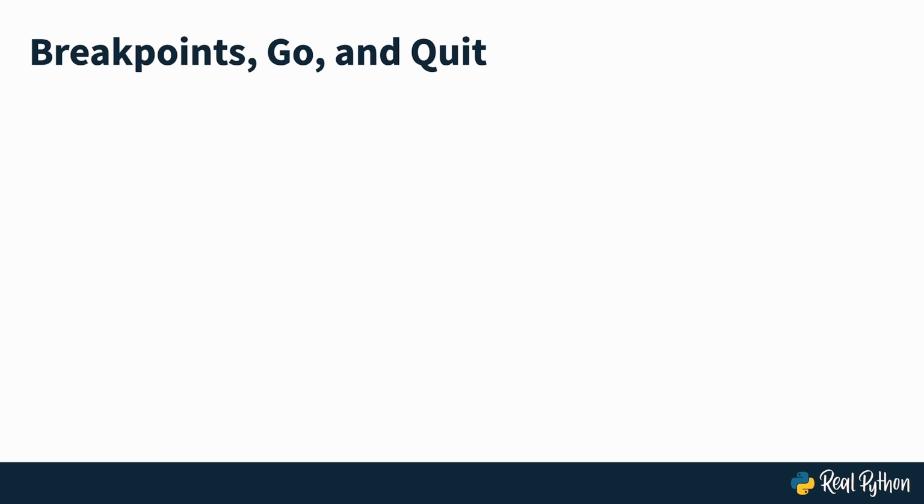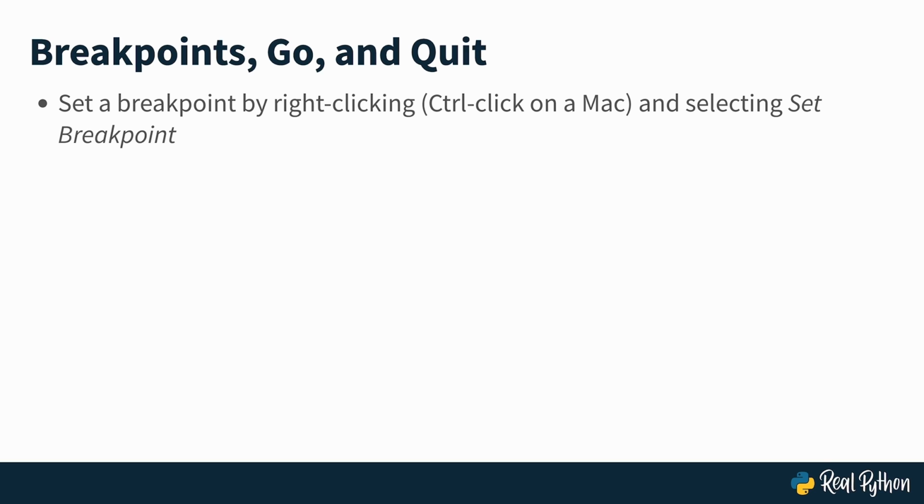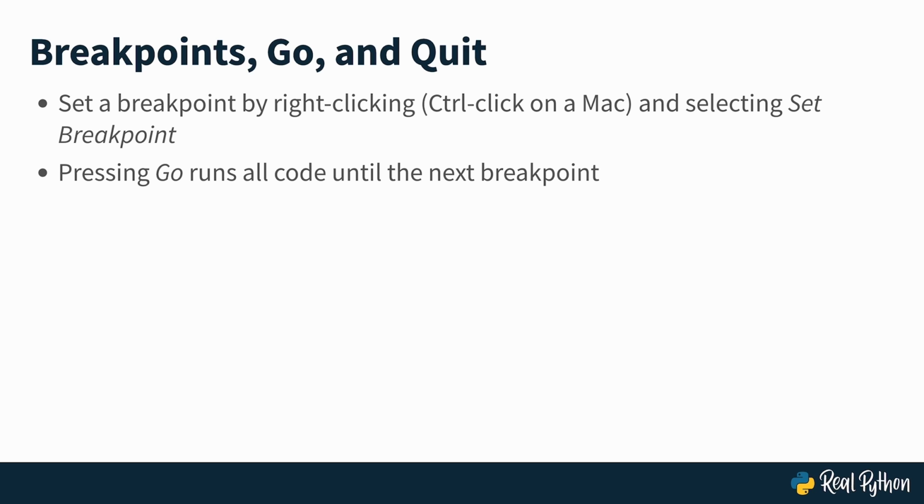In this lesson, you've learned about breakpoints, the go and the quit button. You can set breakpoints by right-clicking, or control-clicking on a Mac, and selecting Set Breakpoint. And then you can use the go button to run all the code until the next breakpoint. The combination of these two features allows you to pinpoint specific areas in your code where you want to investigate the current state of the variables. This is a great help when debugging. Finally, if you want to stop your debugging session, you can press Quit.